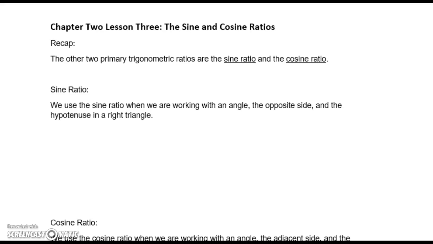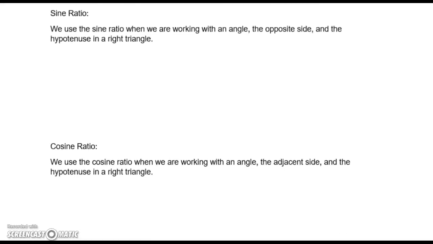In this video, we're going to look at Lesson 3 from Chapter 2, which is looking at the sine and cosine ratios. So just as a quick recap, the other two primary trigonometric ratios are the sine and cosine ratios. So let's first talk about the sine ratio. We use the sine ratio when we are working with an angle, the opposite side, and the hypotenuse in a right triangle.